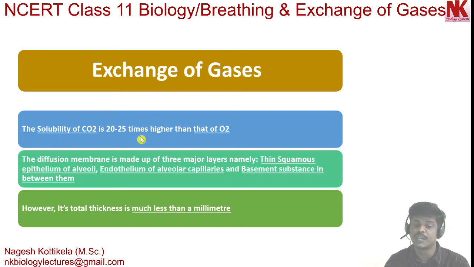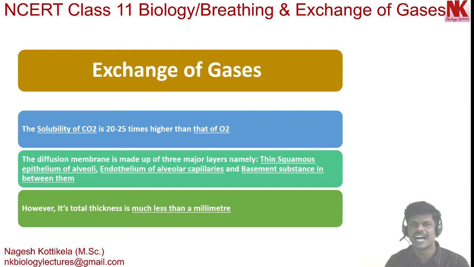So, this is one important aspect. Now, moving to the next, the diffusion membrane is made up of three major layers, namely the thin squamous epithelium of alveoli, next endothelium of alveolar capillaries, and the third basement substance in between them. So these are the three major layers.